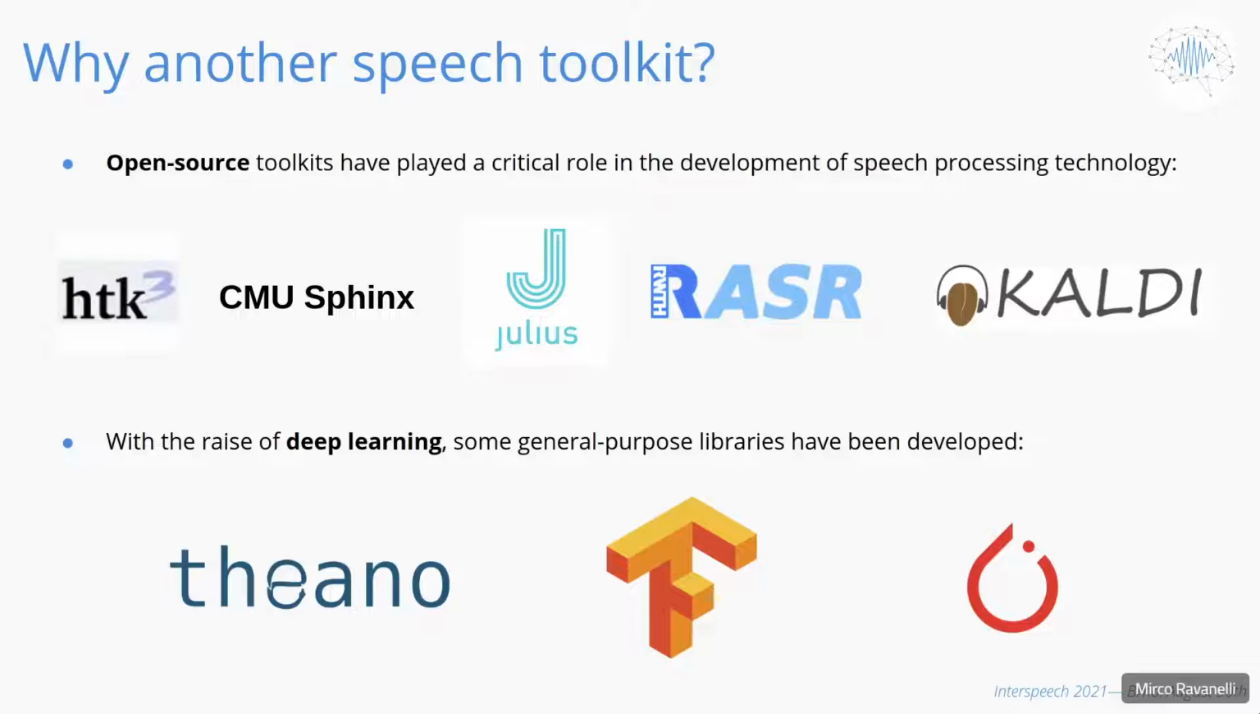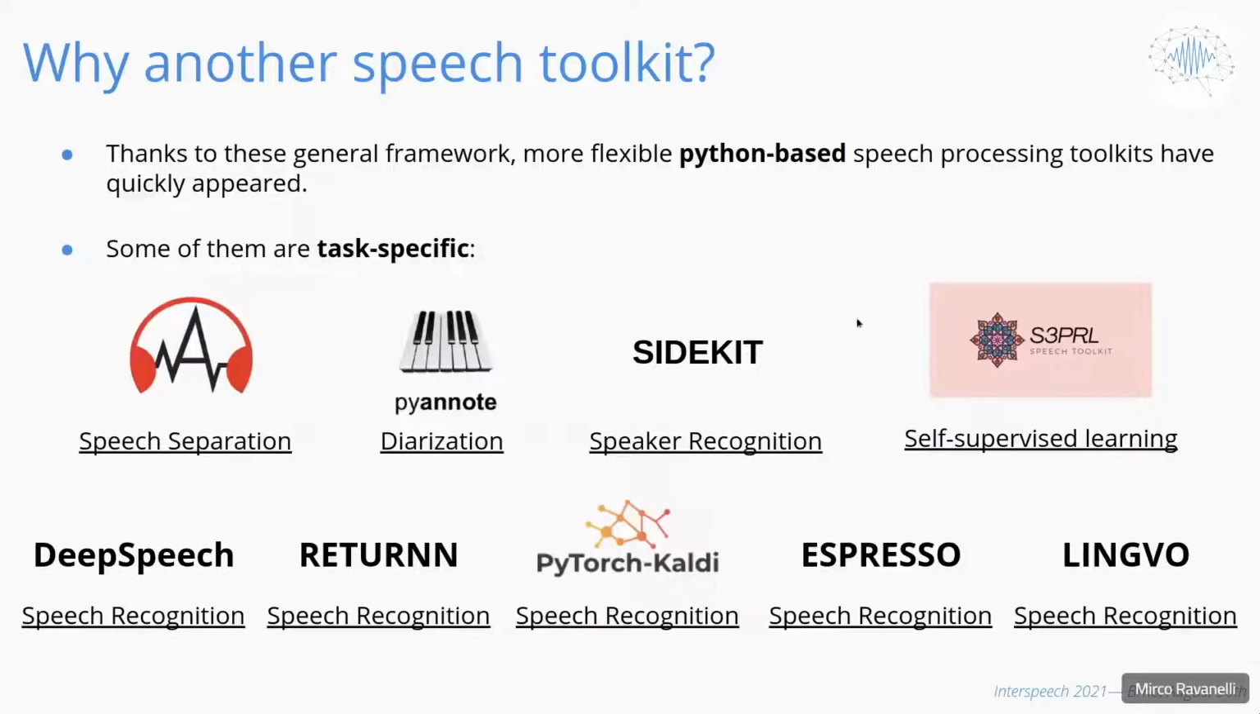But then at some point something happened, the so-called deep learning revolution. What we have seen is that with the deep learning revolution, the technology changed drastically. We also have seen the development of general purpose libraries. One was Theano, developed here at Mila, then TensorFlow, and more recently, PyTorch. Thanks to these Python-based libraries, it was possible to quickly develop more flexible speech processing toolkits.